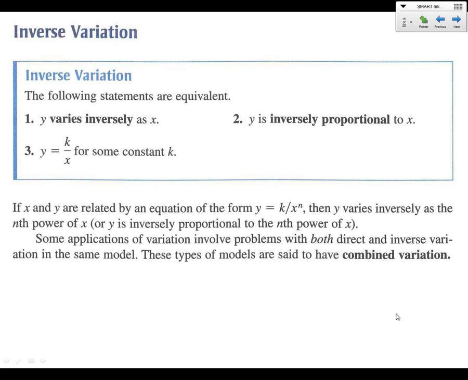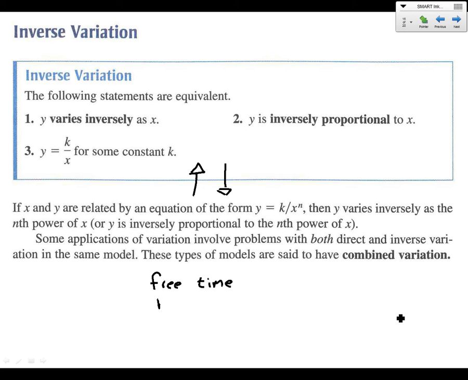Alright, so we have talked about direct variation. Let's go ahead and talk about inverse variation. Inverse variation, as one thing goes up, the other thing goes down. A couple examples, see if you can think of any. The one that jumps to mind for me, maybe free time.